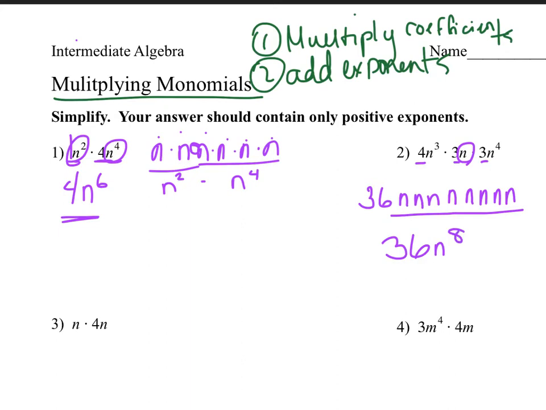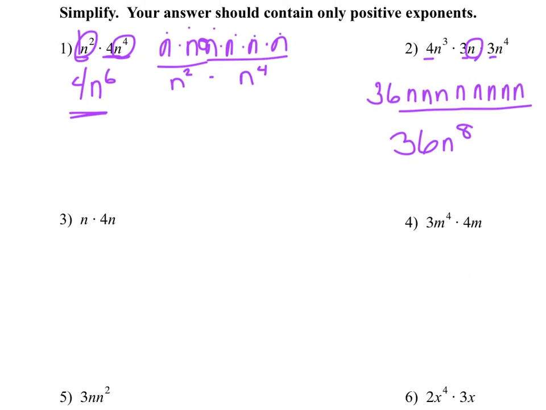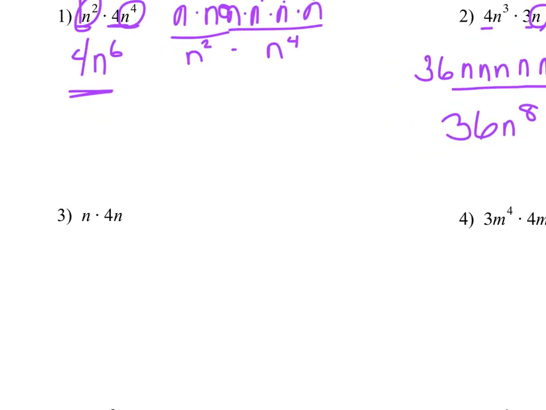So number 3 here, excuse me, when I talk a lot, I cough. No need to worry. Okay, so n to the 4, it's like 1n, and this is 4n. 4 times 1 is 4, and there's 1n here and 1n here, so altogether, that would be n squared. So n times n is n squared.